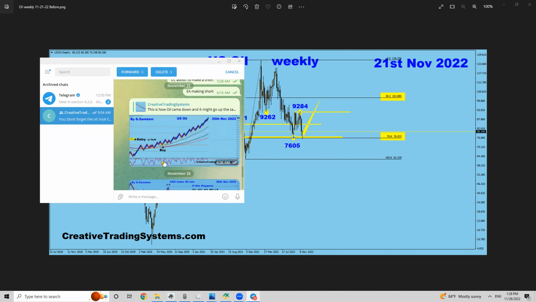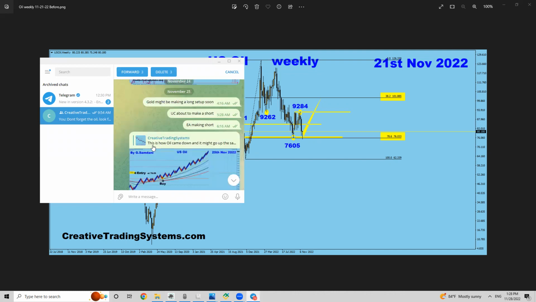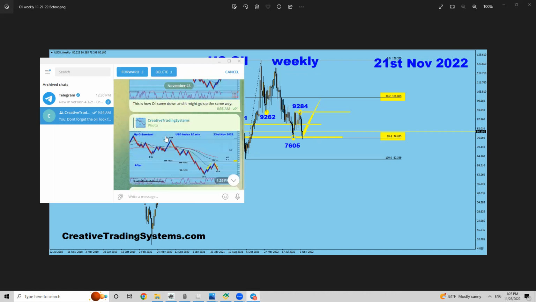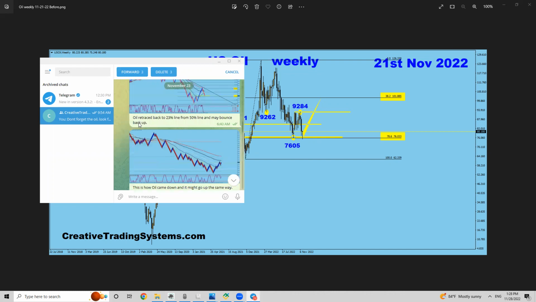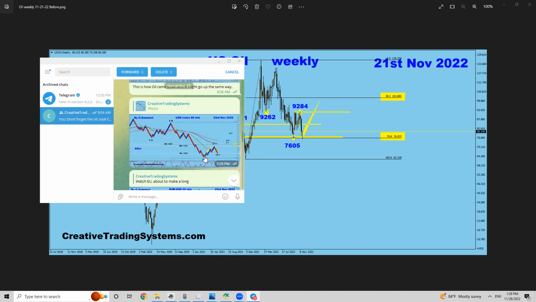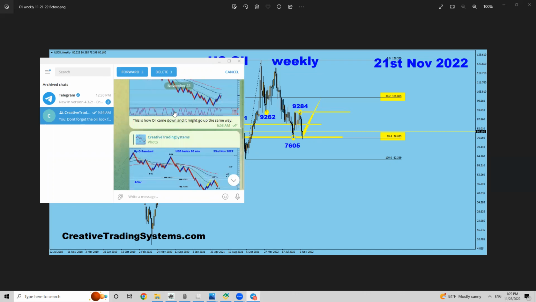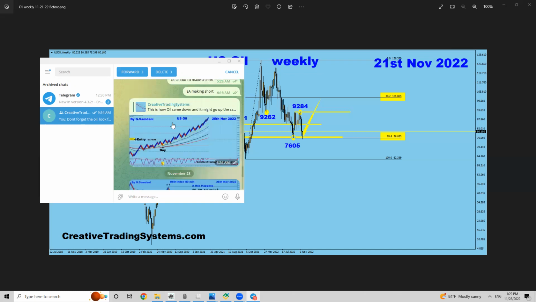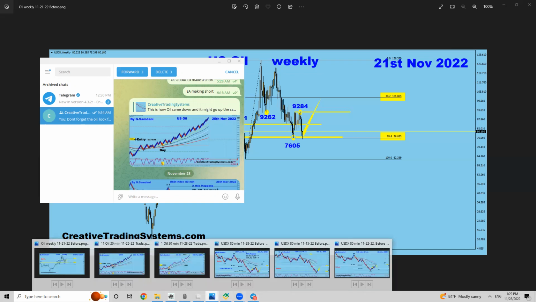And on the 23rd, this is how I posted it. I posted here about oil. Where the heck did it go? Right, see this one here? Oil retraced back to 23% and may bounce back. And then I posted a chart that this is how oil came down and it might go up the same way. So I posted that on the 23rd, and on the 25th, here we go. This is the trade I got on the 25th on oil, and here is the trade.